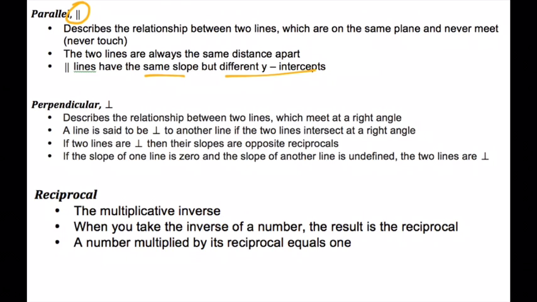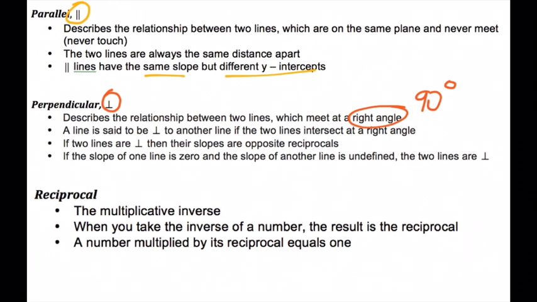Okay, our next one is perpendicular. This is the symbol for perpendicular. It describes the relationship between two lines which meet at a right angle. Right angle is the same thing as a 90-degree angle. So when those two lines intersect, they create a 90-degree angle. A line is said to be perpendicular to another line if the two lines intersect at a right angle.